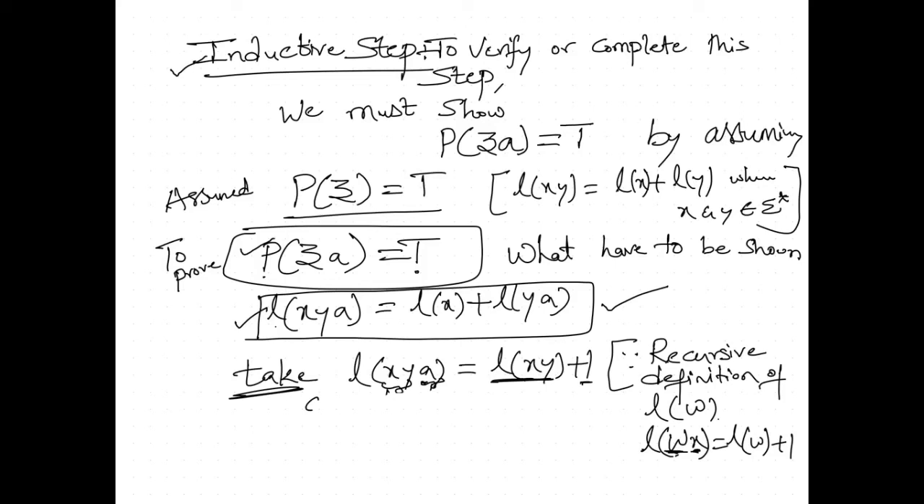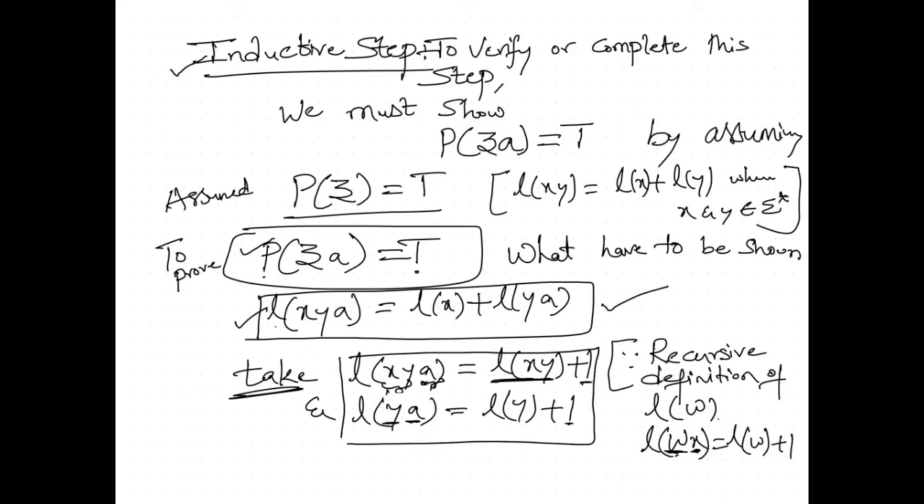Now for the similar kind of definition of L of ya, here y is a string and a is a symbol, right? By using the recursive definition of L of w, I can write it like this: L of y plus 1. Why am I writing plus 1 again? Because a is a symbol, that's why I am writing 1. So we need to use these two definitions. These two are very, very important. We need to prove this particular thing, right?